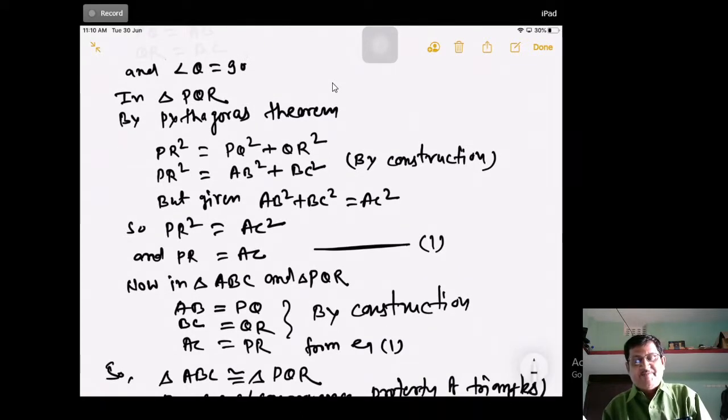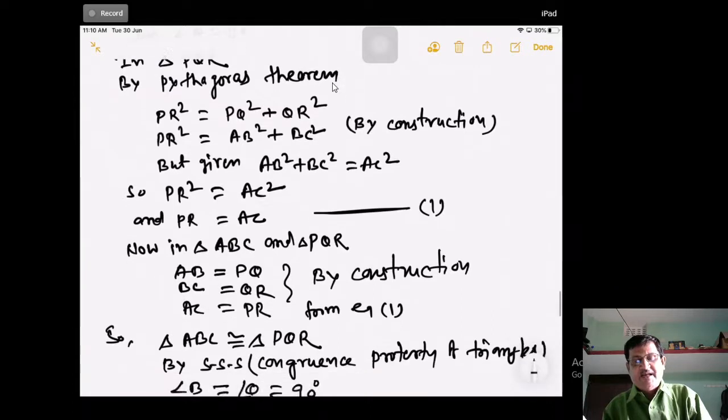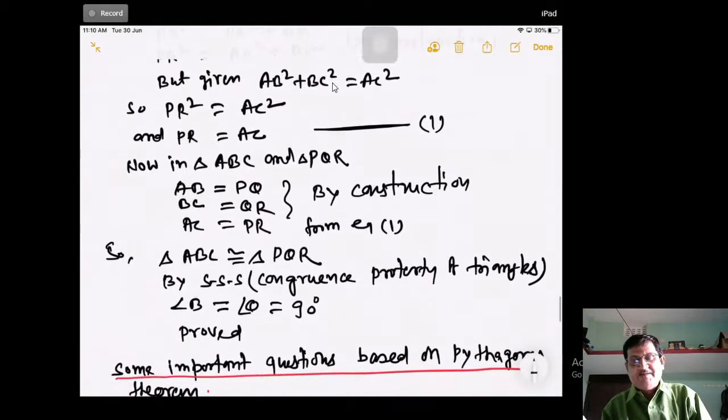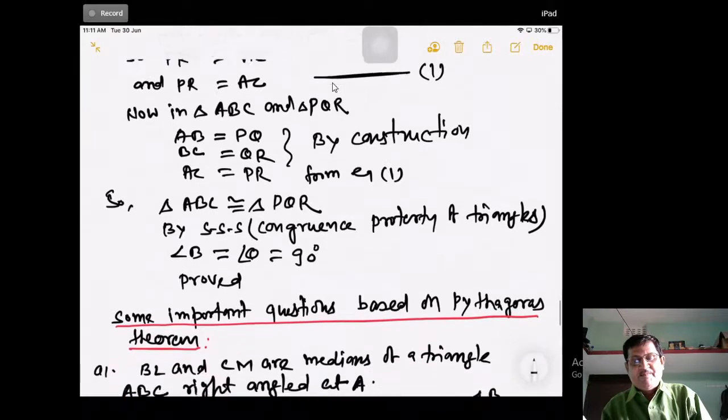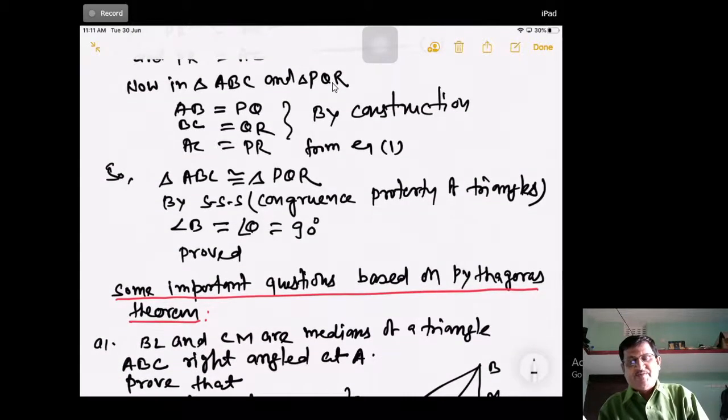Now in triangle ABC and triangle PQR, AB is equal to PQ, BC is equal to QR and AC is equal to PR. AB is equal to PQ and BC is equal to QR by construction, and AC is equal to PR, which you have already proved. So triangle ABC is congruent to triangle PQR by SSS congruence property of triangles. So angle B is equal to angle Q, which is equal to 90 degrees, by CPCT.